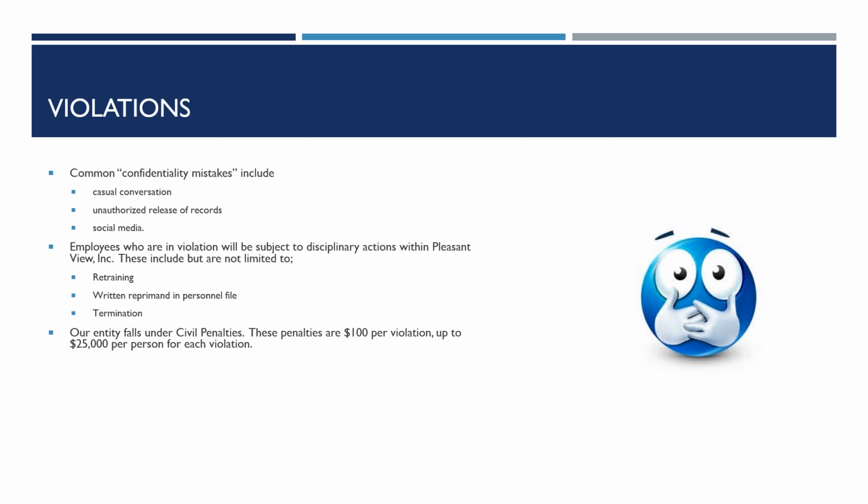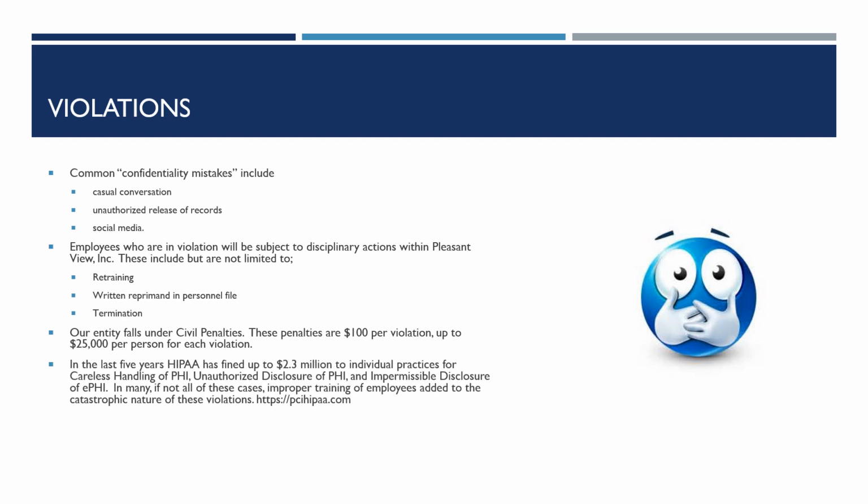So our entity falls under civil penalties. These penalties are $100 per violation, up to $25,000 per person for each violation of HIPAA. In the last 5 years, HIPAA has fined up to $2.3 million to individual practices for careless handling of PHI, unauthorized disclosure of PHI, and impermissible disclosure of ePHI. In many, if not all of these cases, improper training of employees added to the catastrophic nature of these violations.